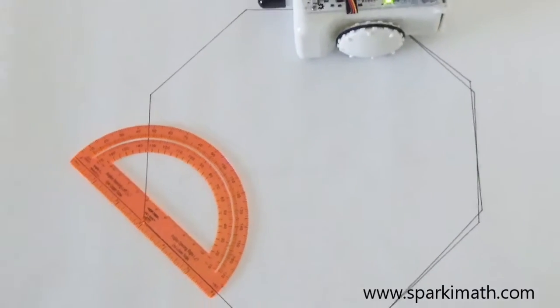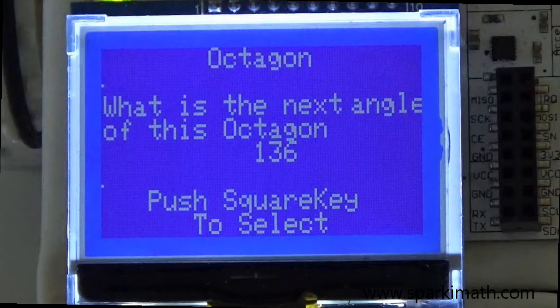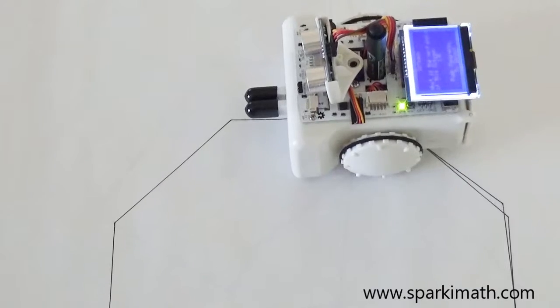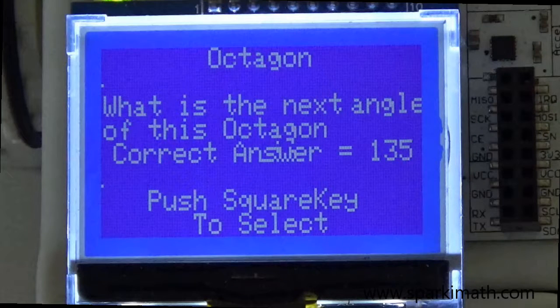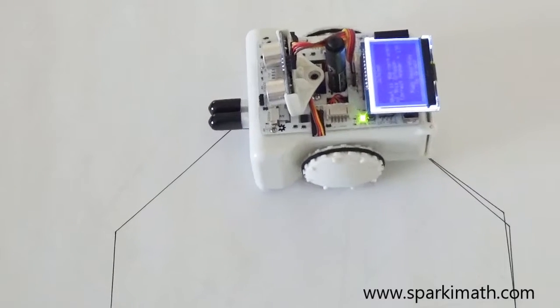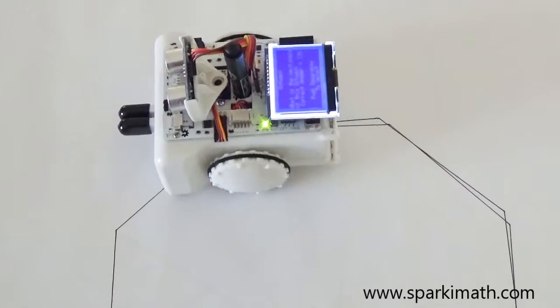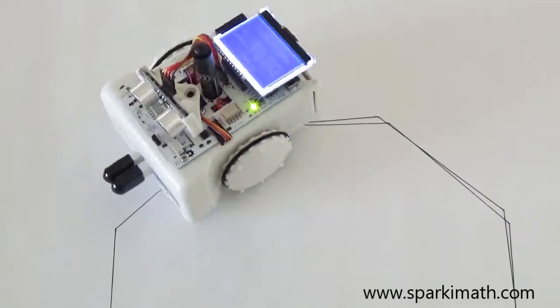That's the lower number there. So I'm going to key in... oh, I keyed in 136. I should have keyed in that. But look, that's the wrong answer. The answer is really 135. So it's really 135 degrees per angle on the octagon.